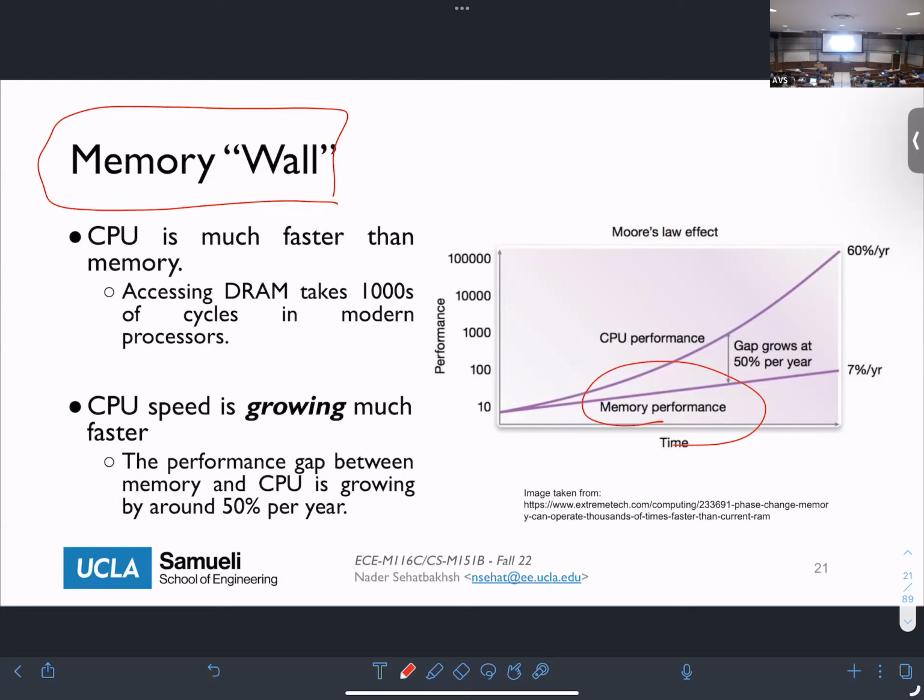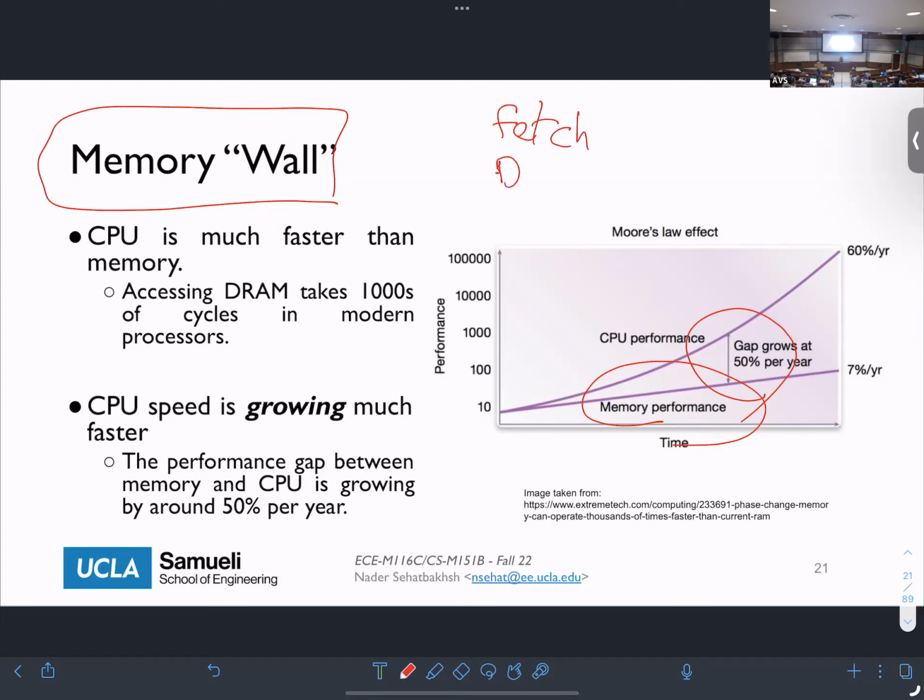And as we move toward current time, there is a huge performance gap, about 50% per year, year after year, between the improvement in performance of the memory and the improvement in performance of the processor. And this is what we refer to as the performance gap or the memory wall, because our processor is getting faster and faster, but our memory is not getting faster. And the problem with that is, if you remember, we need to fetch one instruction at a time, right?